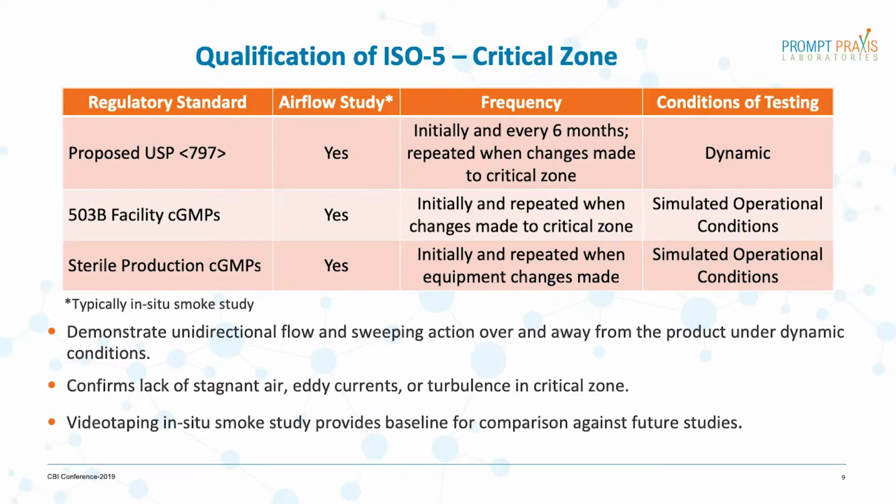As with sterile fill facilities, similar requirements. It demonstrates unidirectional flow because you do not want turbulence, eddy flow, stagnant air. All of those perturbations from good quality airflow could facilitate microbe growth.